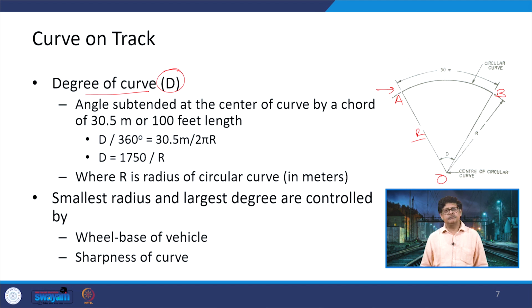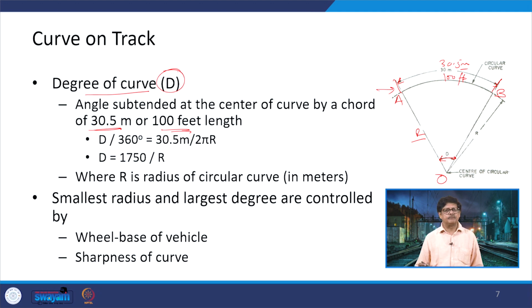Now, when we are talking about this curve and the degree of curve, what we do is we take a chord length, and this chord length is taken as 30.5 meters or 100 feet. That means you have a distance from here to here of say 100 feet or 30.5 meters. Now, when you join this 30.5 meter arc or 100 feet arc in this form, whatever angle gets created here is the degree we are talking about.